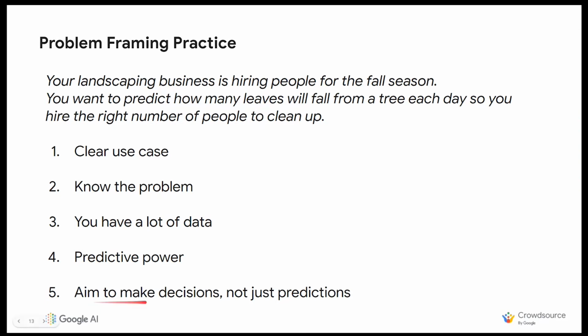The next is aim to make decisions, not just predictions. A machine learning model can do predictions. That is very easy to do, but is it worth converting those predictions to decisions? Here the number of leaves is very unpredictable. So even if you have predictions, you can't make decisions based on them. These predictions can just be full of garbage or anything of that sort.